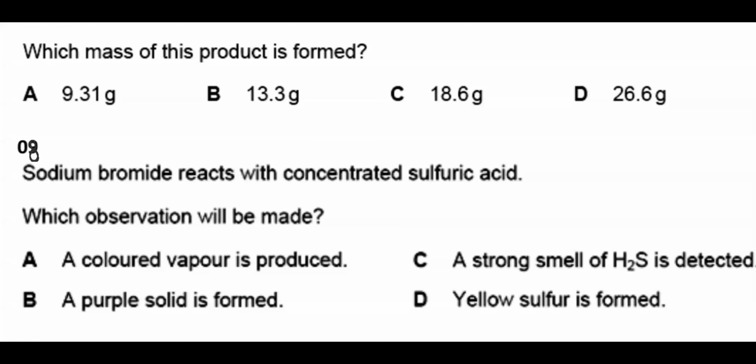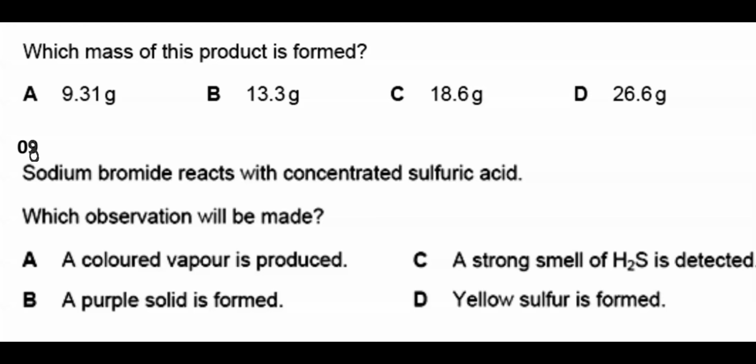Next, sodium bromide reacts with concentrated sulfuric acid. Which observation will be made? Sodium bromide react कर रहा है. Okay. A. A colored vapor is produced. जब सोडियम ब्रोमाइड रिएक्ट करेगा तो Br2 भी प्रोड्यूस होगा. कलर्ड वेपर प्रोड्यूस होना है ऑरेंज कलर का फॉर ब्रोमीन वेपर्स.